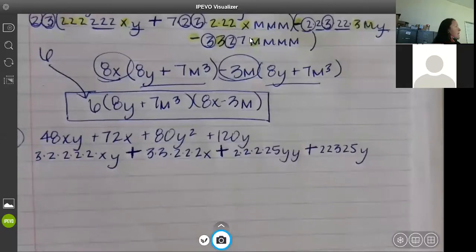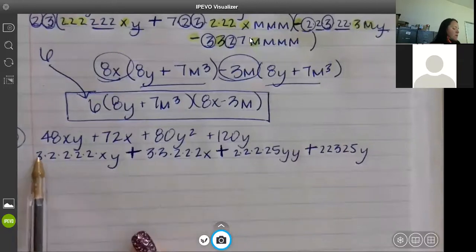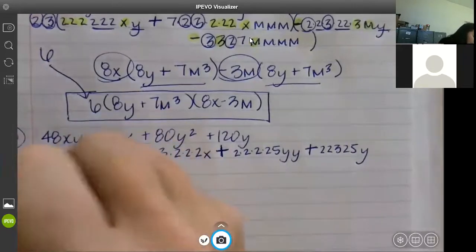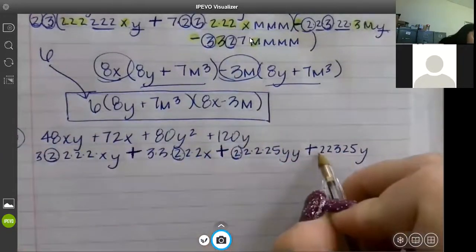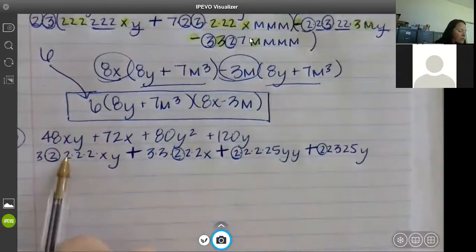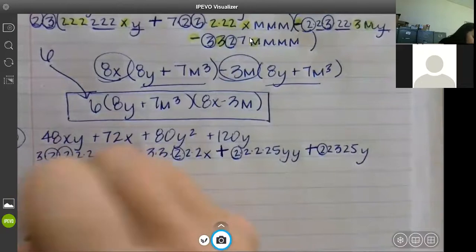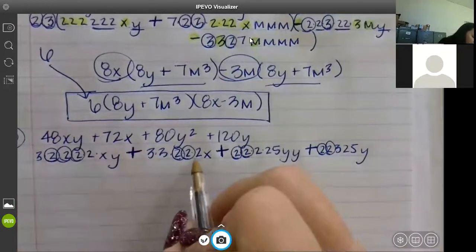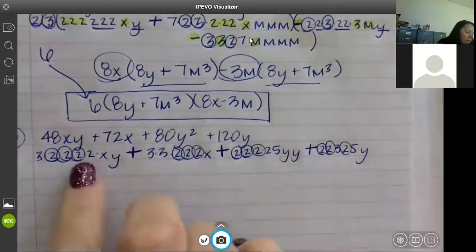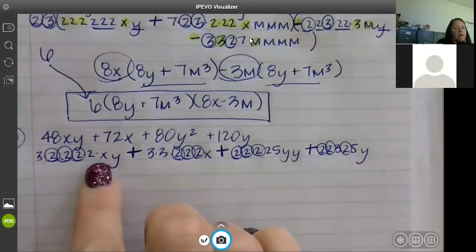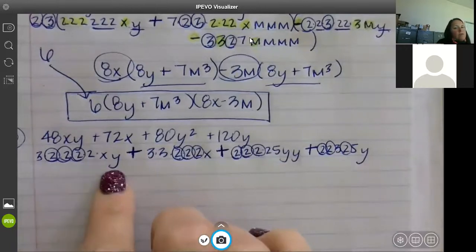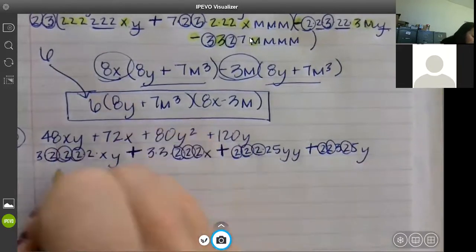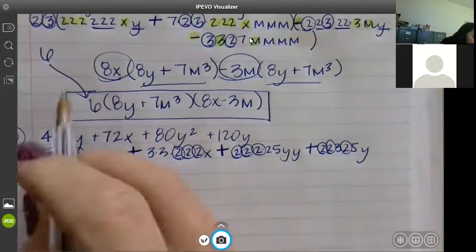Again, when it gets really big, just look at your first term. Do we have a 3 in all of them? No. Do we have a 2 in all of them? And I always just circle the first one in each one. Do I have another 2 in all of them? Yes. Do I have another 2 in all of them? Do I have another 2 in all of them? No. Do I have an X in all of them? Nope. Do I have a Y in all of them? No. So what am I pulling out? 2 times 2 times 2 is 8.